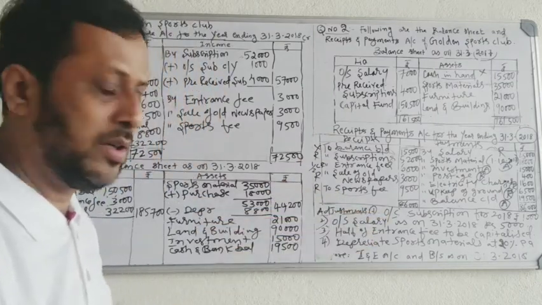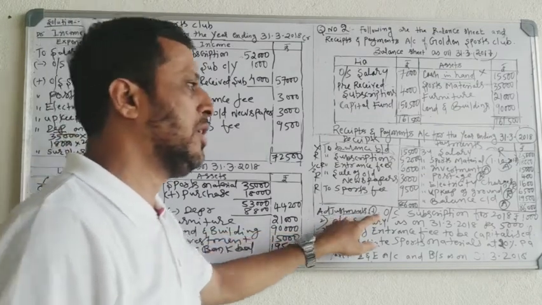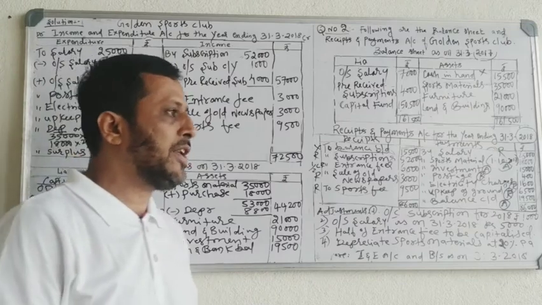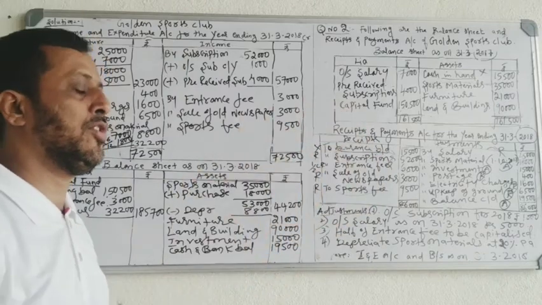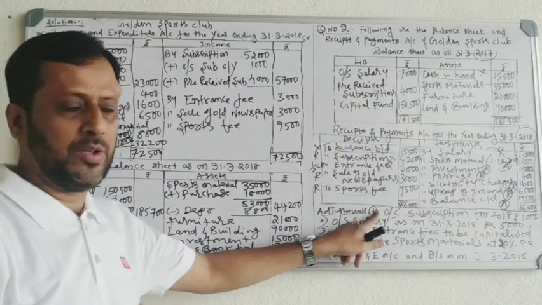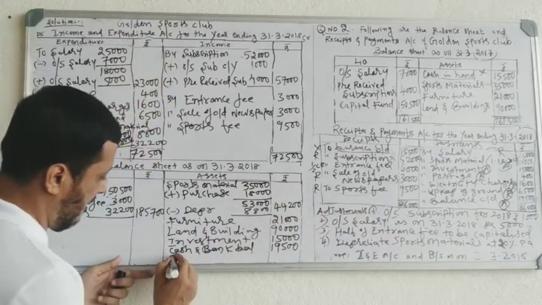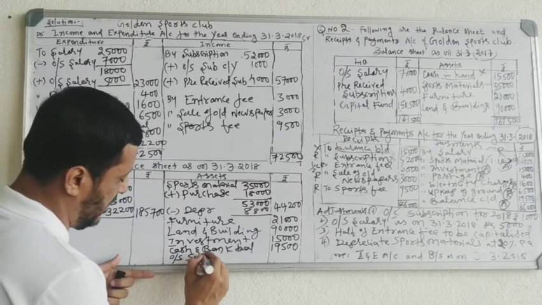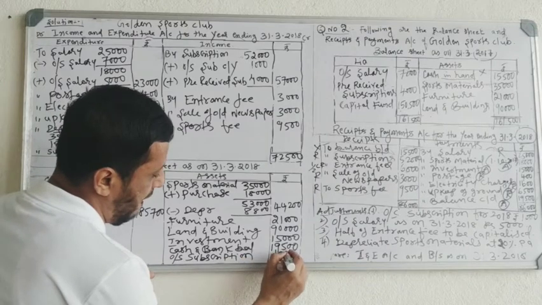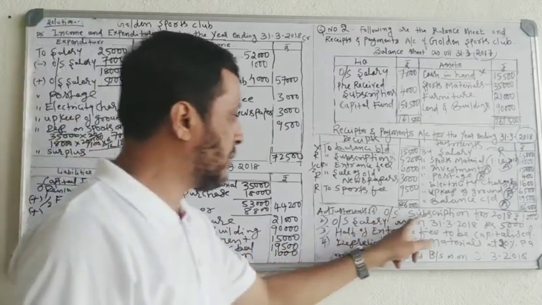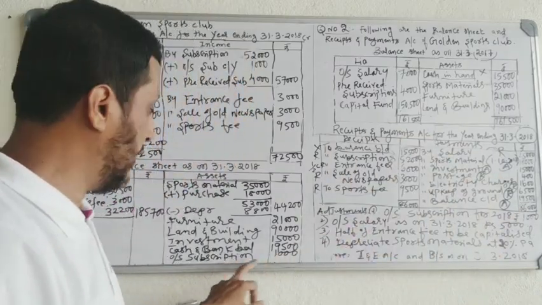Come to the adjustment. Outstanding subscription for 2018 is 1,000. See, outstanding items. Outstanding item means either the organization has to pay or the organization has to receive. Outstanding subscription is an income the organization has to receive. So that we have to show on the asset side. Outstanding subscription 1,000. Outstanding subscription, the organization has to receive. That you have to record on the asset side.